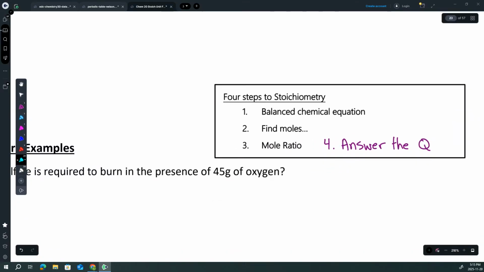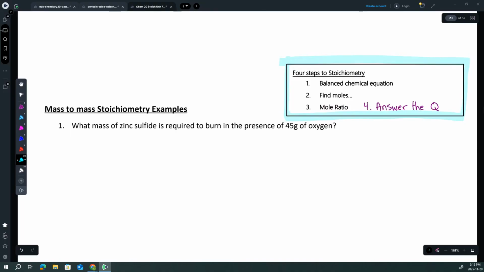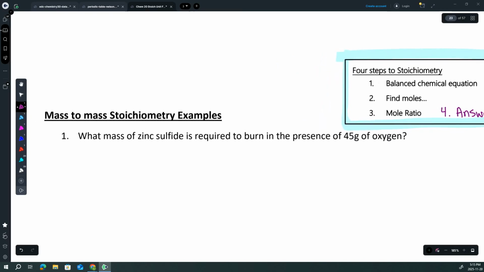Okay, so we'll highlight that just because it's important. But let's go on to our first example here. We're asked what mass of zinc sulfide is required to burn in the presence of 45 grams of oxygen. How you know it's a mass-to-mass stoich question is because they're asking for mass and they give you a mass. Okay, so let's start off with our balanced chemical equation.